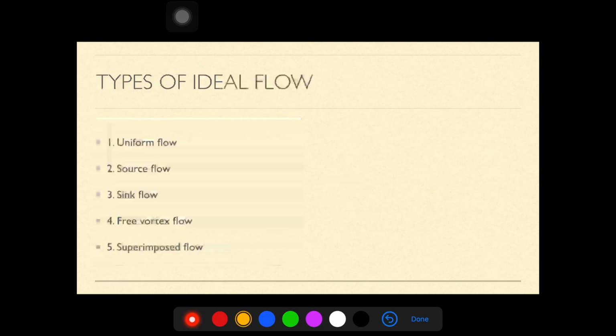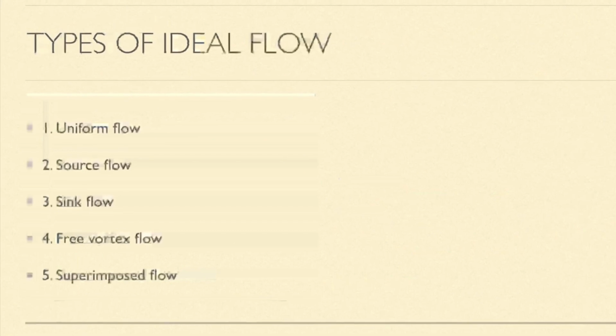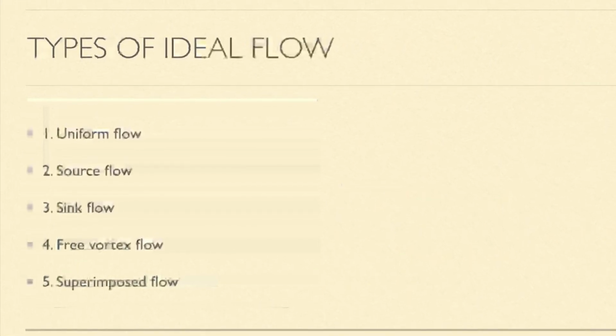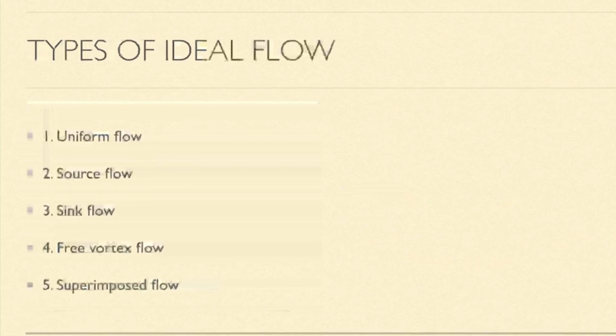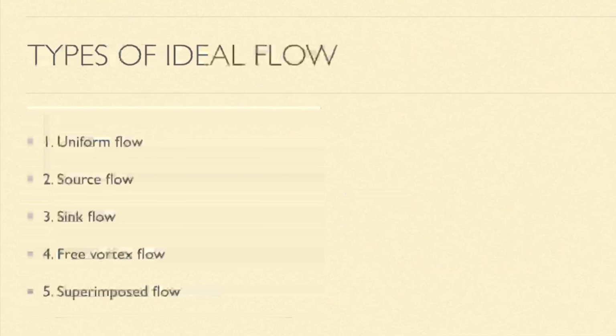So the second point is types of ideal flow. There are a total of 5 types of ideal flow: uniform flow, source flow, sink flow, free vortex flow, and superimposed flow. These are the 5 types of ideal flow which we are going to see in the next video.